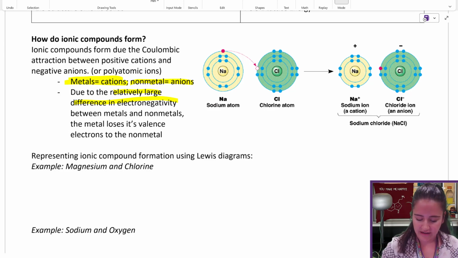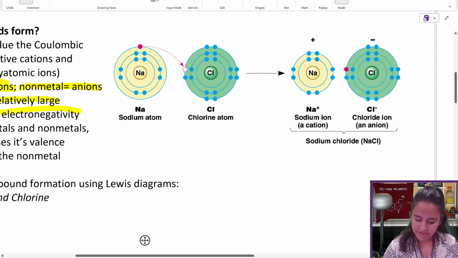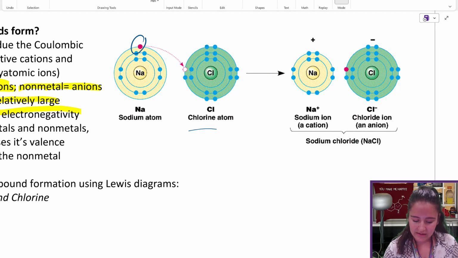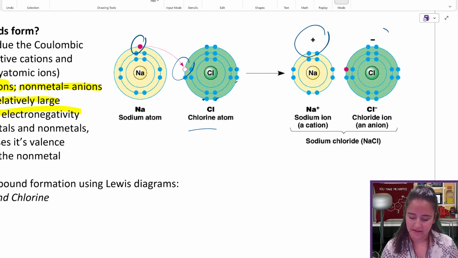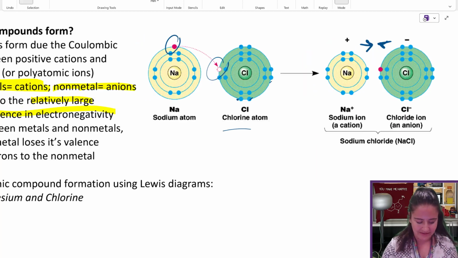So if you're looking at this image here and picturing what's actually going on, sodium has one valence electron that it wants to lose. Chlorine has 7 valence electrons and it wants to gain one. So when that happens, the sodium becomes positive and the chlorine becomes negative, and opposites attract, thus forming sodium chloride or table salt.